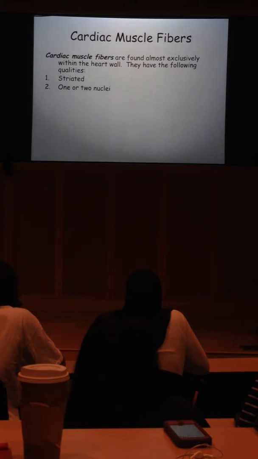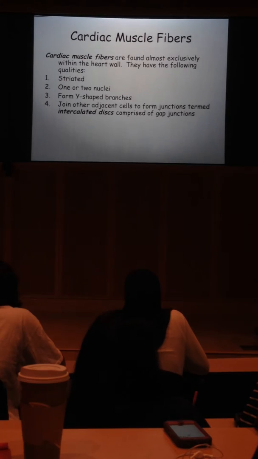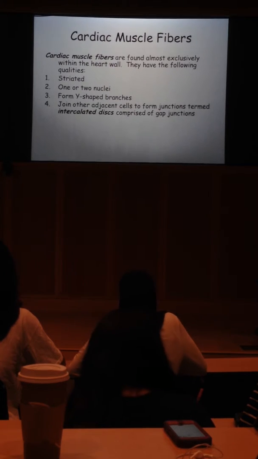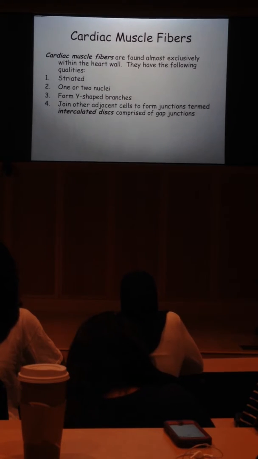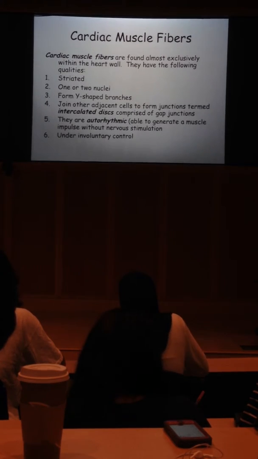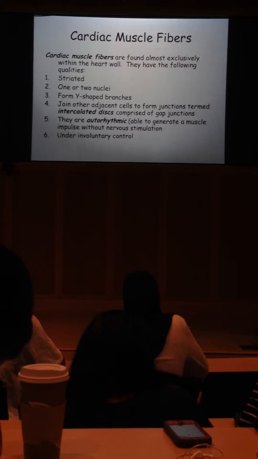So, cardiac muscle. Unlike the smooth muscle, it's much more similar to skeletal muscle. It's striated, so it has striations. Therefore, you have the sarcomeres, and you have the exact arrangement of the contractile elements. You can have only one or two nuclei, and you have what are called Y-shaped branches, so it looks like a Y. But the key here is that it has intercalated discs, which are gap junctions allowing the neighboring muscle fibers to really communicate with each other.